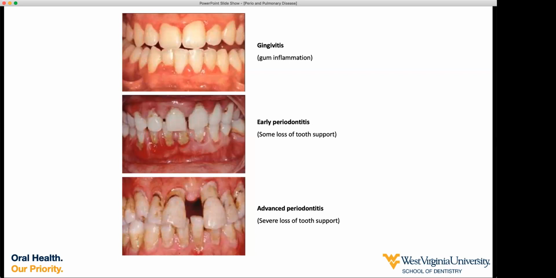The real challenge is this disease is painless. You would think something like this would hurt, but it actually doesn't. And most individuals may see some bleeding gums. They may not, depending on the extent of the inflammation and the location of the inflammation.